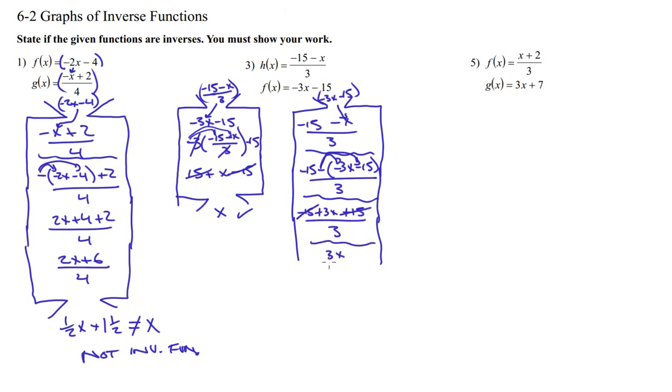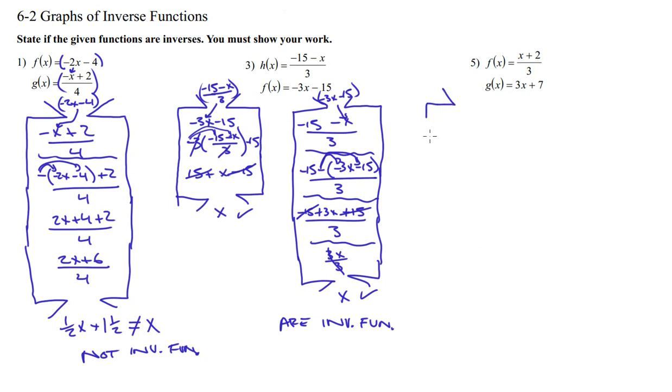So we get 3x over 3, which guess what happens when you take 3x and divide it by 3? We get x out. So since they both end up equaling x when you put them into the other functions, then these are inverse functions. State if the given functions are inverses. So instead of is, that would be they are inverse functions.